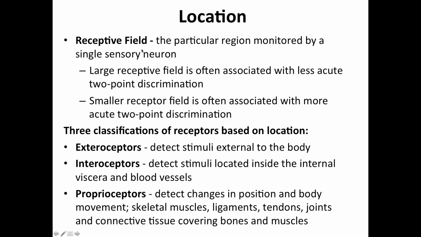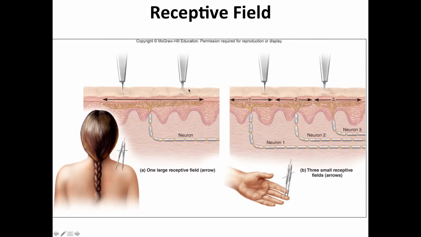So this is the particular region monitored by a single sensory neuron. In this illustration, we see first off what a receptive field is. So once again, here's a single sensory neuron. Here are its receptive nerve endings. And so from here to here is illustrated this single neuron's receptive field. So this neuron is responsible for responding to any stimuli that occur within this receptive field. However, over here, you see that this particular region of the skin is going to be monitored by 3 separate neurons, each with a smaller receptive field than the one that you see right over here.